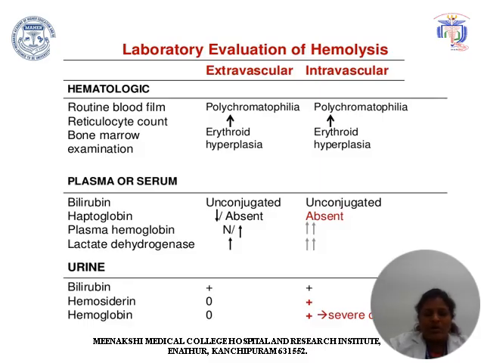Plasma hemoglobin is normal or increased in extravascular. It is highly increased in intravascular. Lactate dehydrogenase is increased in extravascular and more increased in intravascular. Urine has positivity towards bilirubin in both types of hemolysis. Hemosiderin and hemoglobinuria are present in intravascular hemolysis.